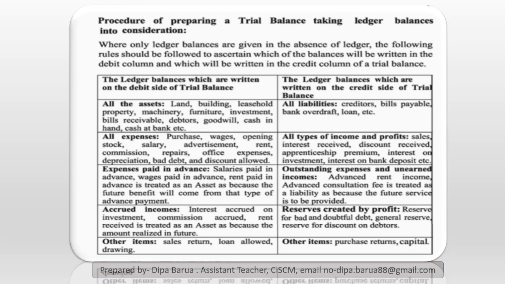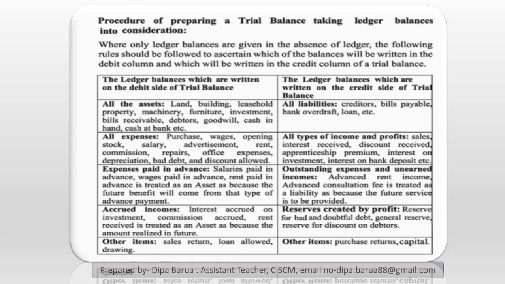And then accrued income. For example, interest accrued on investment, commission accrued, rent received is treated as an asset because the amount will be realized in future. And other items will also be sales return, loan allowed, and drawing.